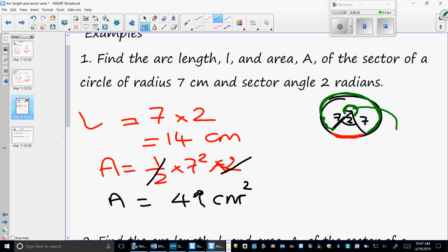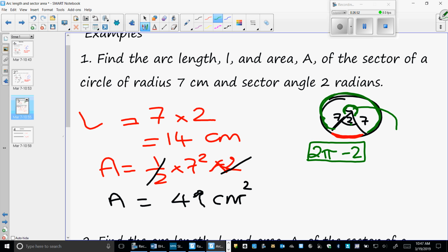Or you could find this angle. So how would I find that angle though? What calculation would I do? What was the whole circle? 360. In radians, 2 pi. This would be 2 pi minus 2. So you would leave your angle like that.